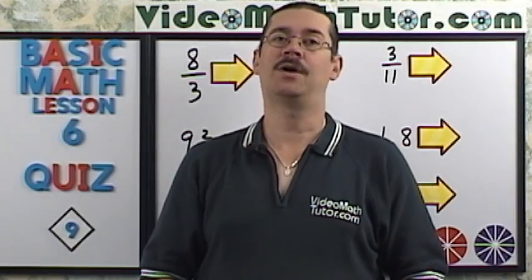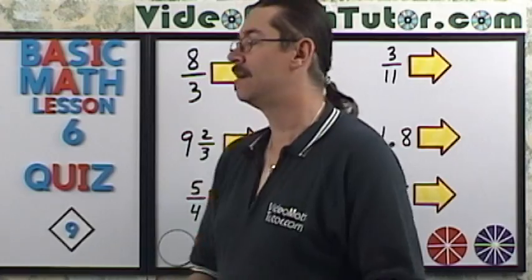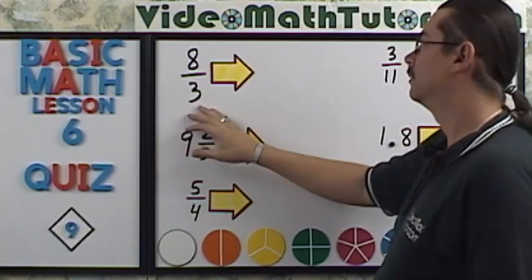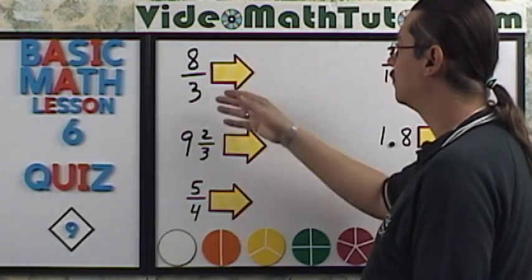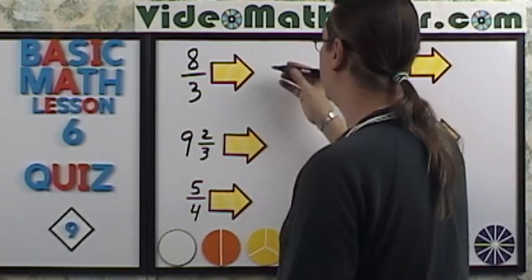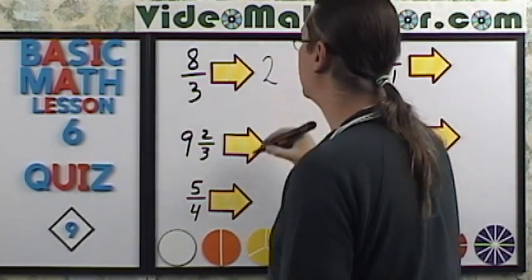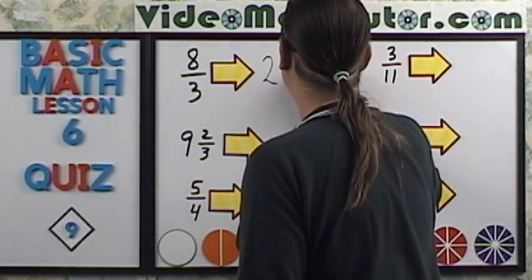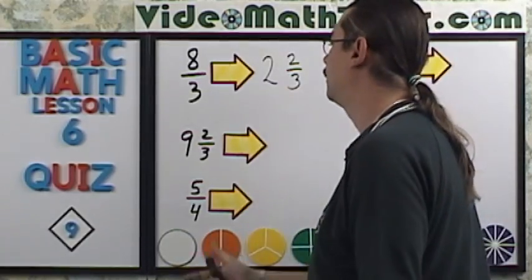For question number 9, I want to do a whole bunch of conversions. For this first one here, I want to convert 8/3 to a mixed number. Well, just do long division. 8 divided by 3 is going to give me 2. The remainder is 2 also. So you're going to have just 2/3 left over.